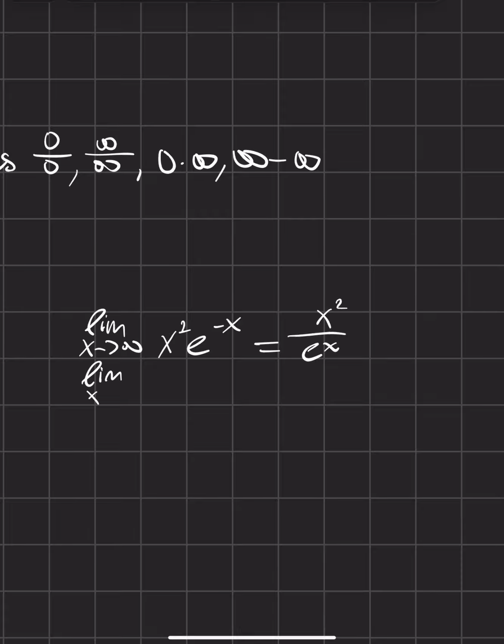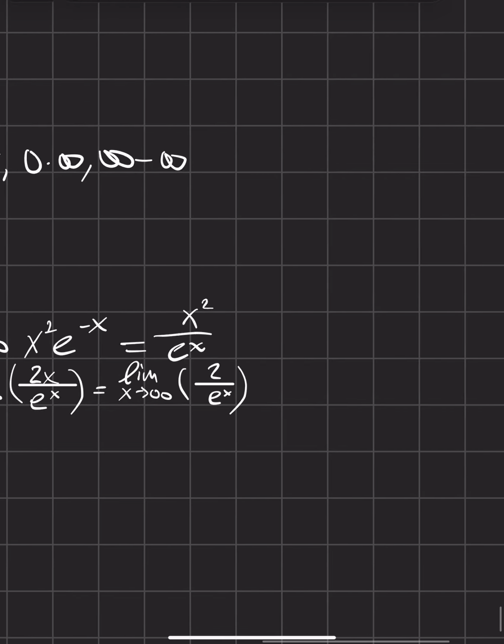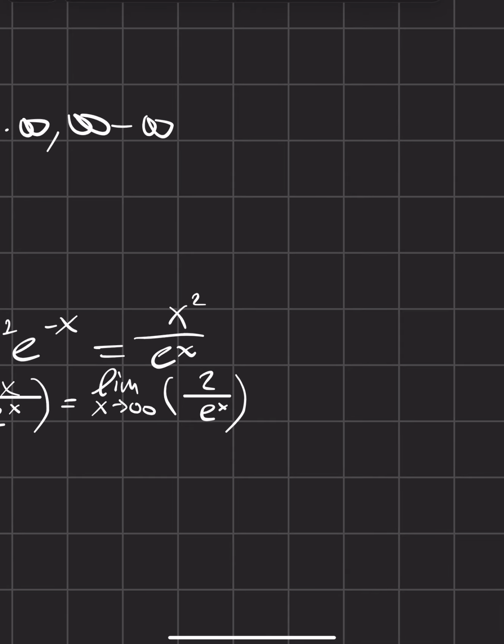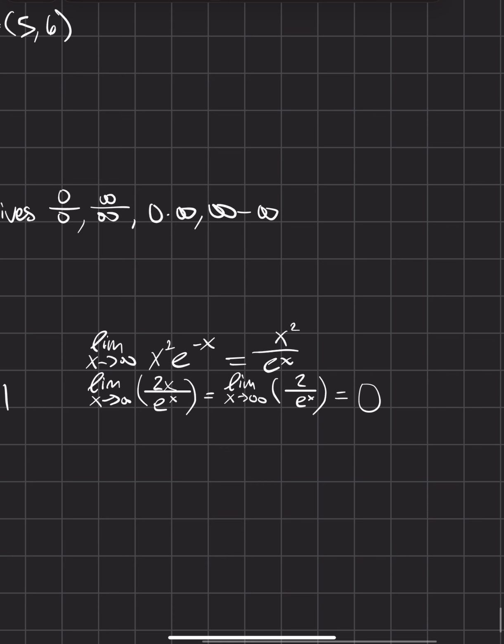So we just rewrite this here real quick. We take the derivative of each side. So that's going to be 2x. And remember, our derivative of e to the x is just e to the x. And then we can take our limit again and see what happens. And then we end up with 2 over e to the x, which we know is going to be equal to 0 when we put infinity in here.